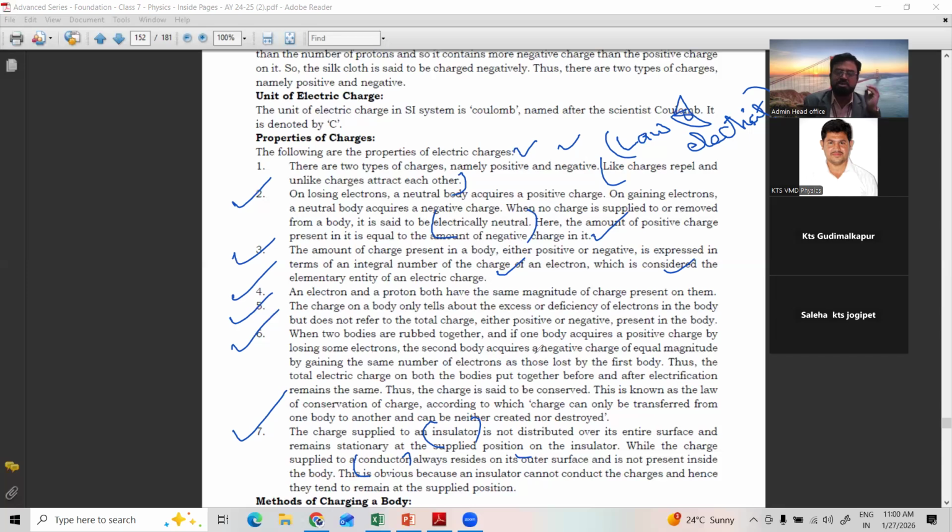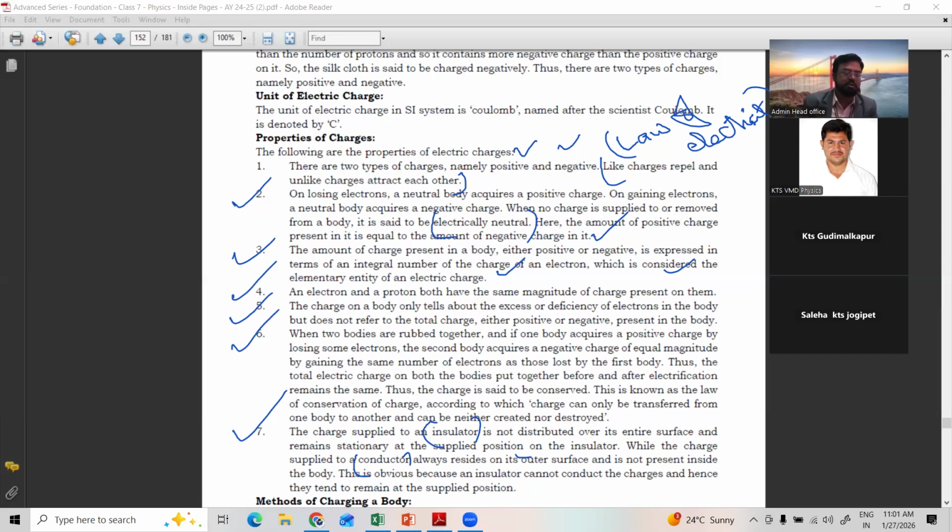When you are supplying charge to an insulator like wood or rubber, the insulator does not allow electricity, so there is no spreading of the charge. The charge remains at the place where you are supplying it. But in the case of conductors, it always lies on the surface only. It won't go inside the body. Charge always lies on the outer surface. Experiments have also proved this, right? I'll explain in later classes.